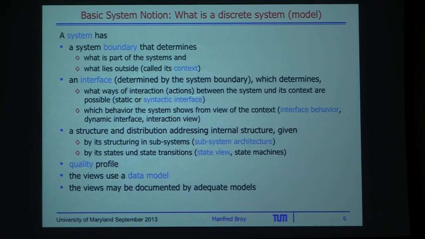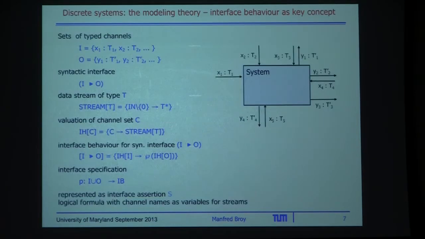Then you have elements of a glass box view on systems, where you look inside a system and want to understand its structuring into subsystems, which gives a subsystem architecture. Of course, also a major question in systems engineering. And you talk perhaps, when you're in discrete systems, about states and state transitions, and you get a state view. And these two views are complementary. You can have both an architectural view and a state view for the same system side by side. And there are other views like quality profiles and so on. I will not talk about those.